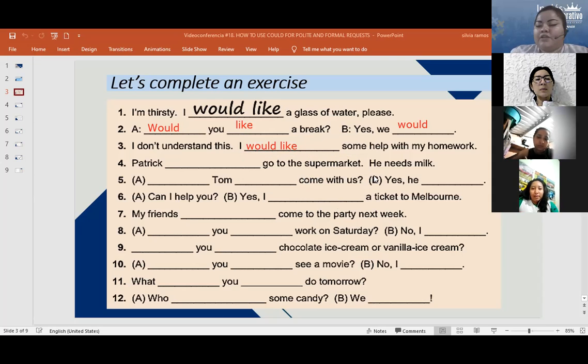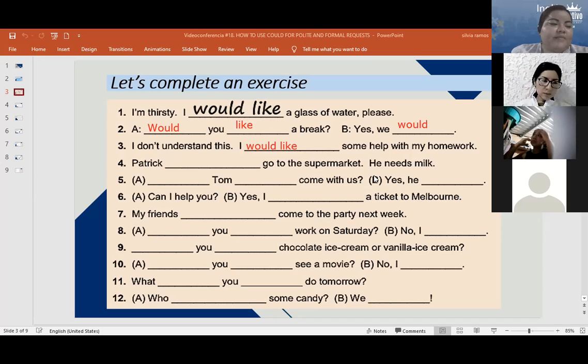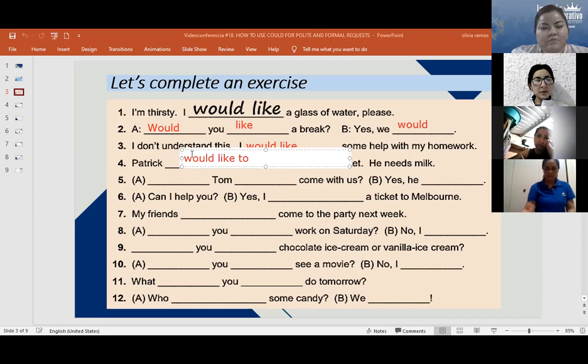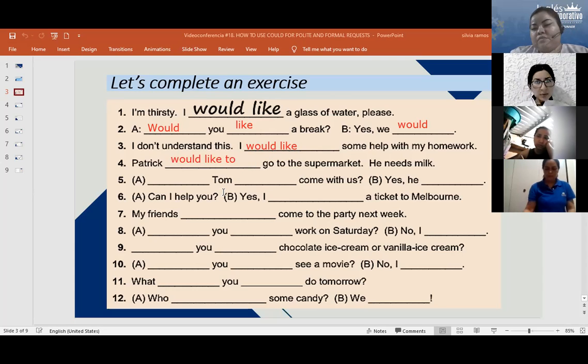Number four. Choose another person, Sandra. Marina. Number four, Patrick. Would like to go to the supermarket. He needs milk. Very good. Thank you, Vanessa.